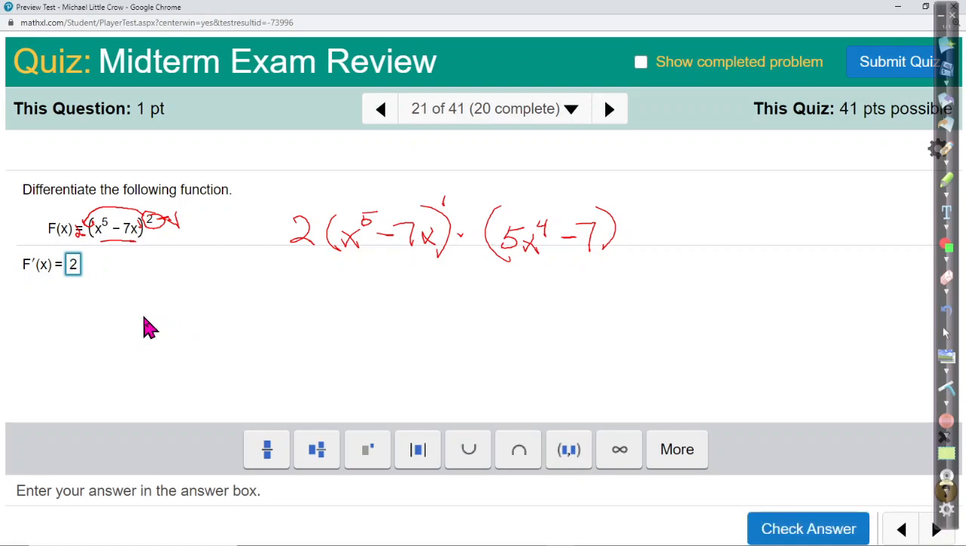And let's go ahead and put that up. X to the 5th, arrow over, minus 7x. And then we're going to multiply. You don't have to write multiply, you just put the parentheses, minus 7. Hey, I think we got it all? I think that's good.